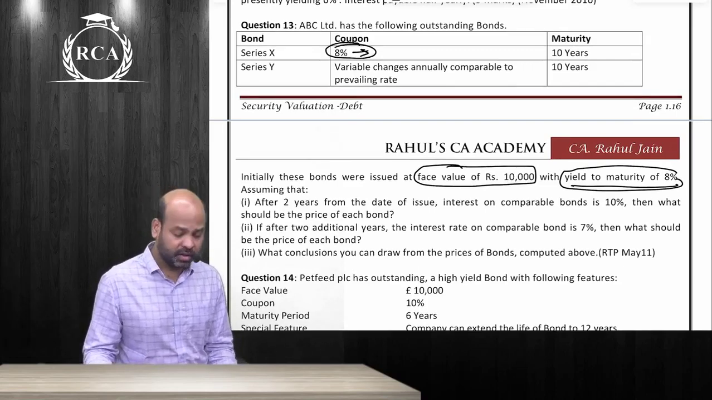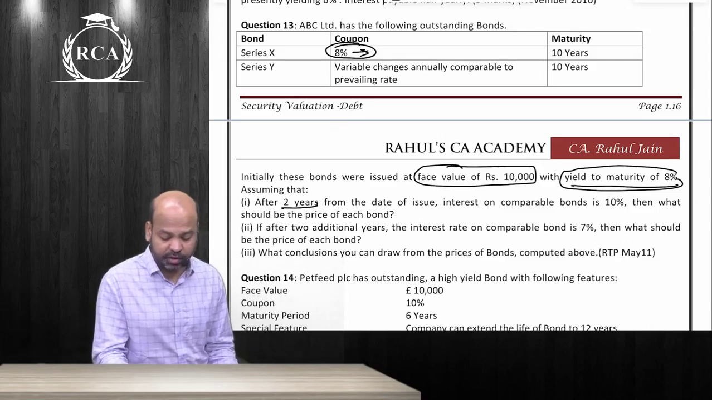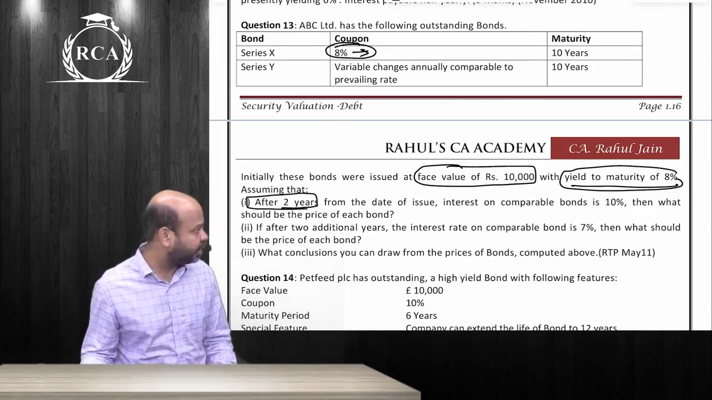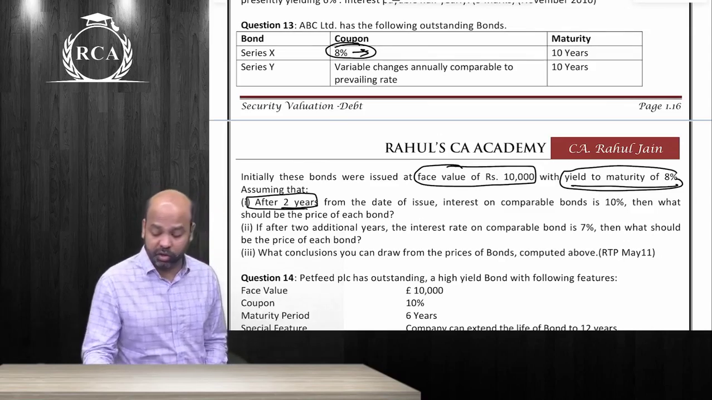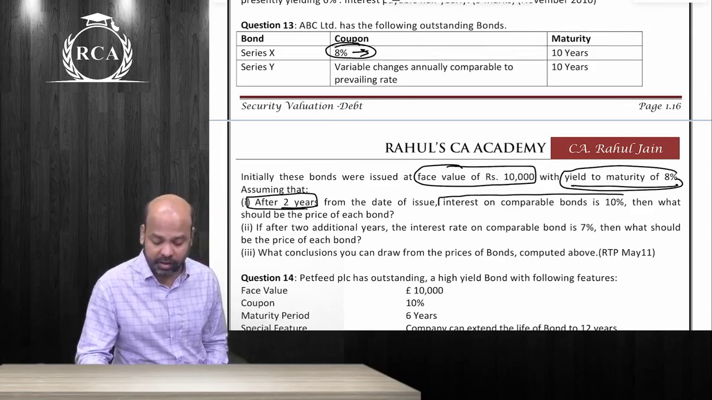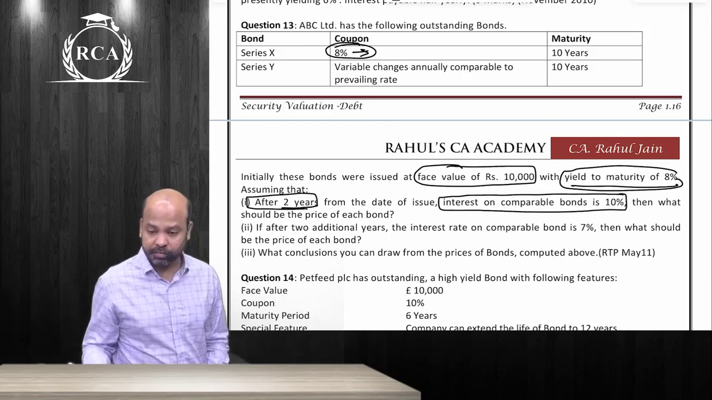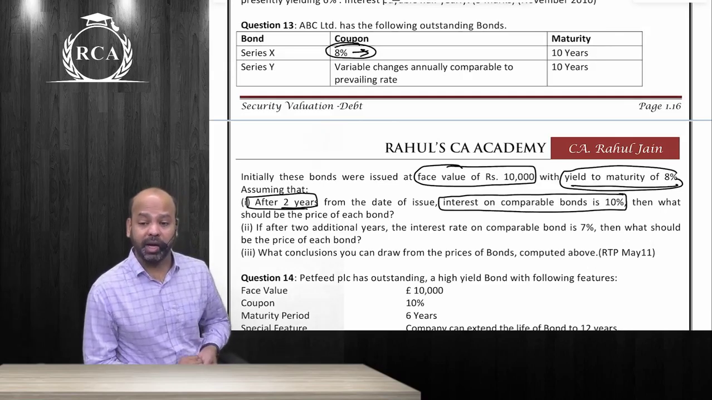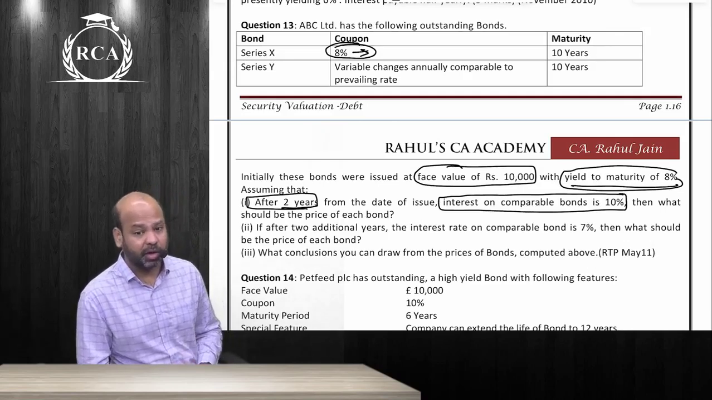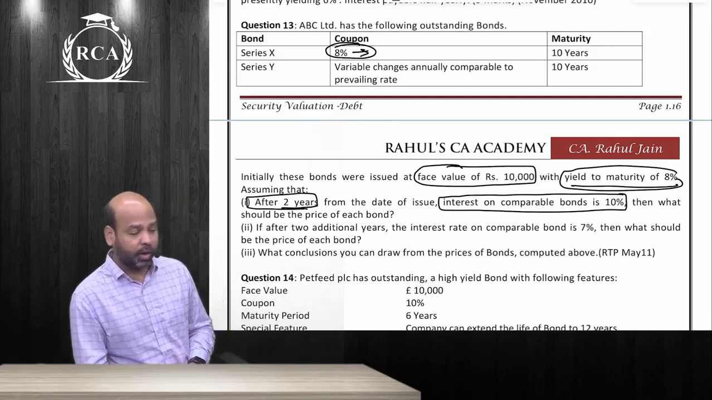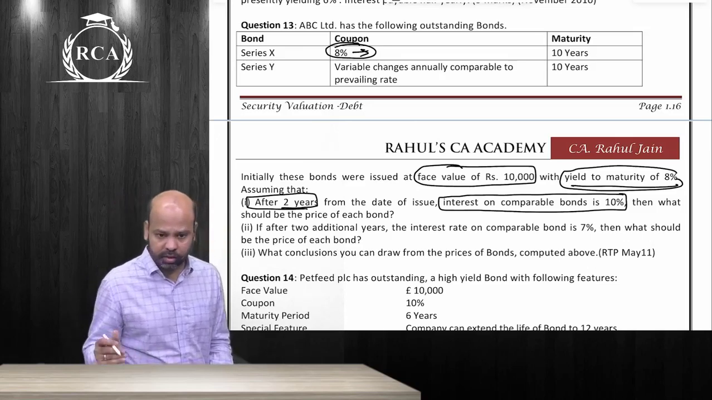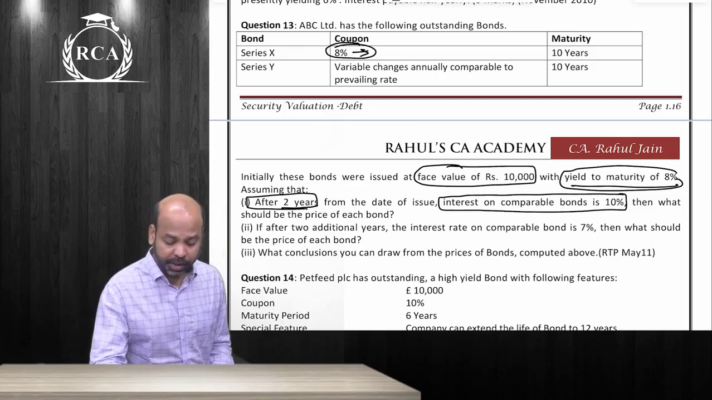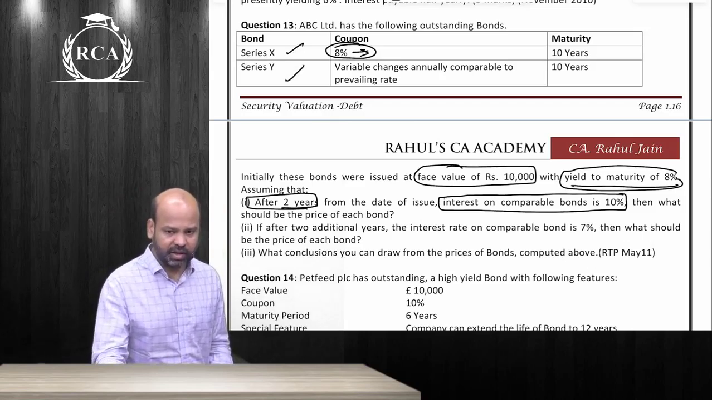Correct? Now, after 2 years, what will be the remaining maturity period? Remaining maturity period is 8 years. Interest on comparable bonds is 10%. What will this become? Required rate of return. Whatever is the prevailing market interest rate, guys, that itself will be your required rate of return. So your required rate of return is 10%. What should be the price of each bond? You have to compute the price of Series X and Series Y.